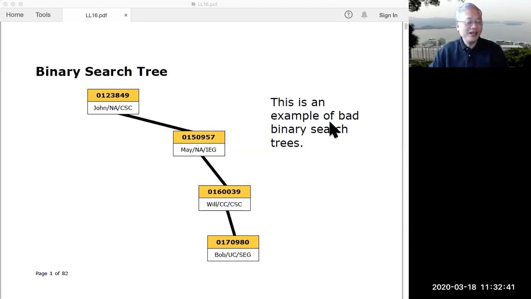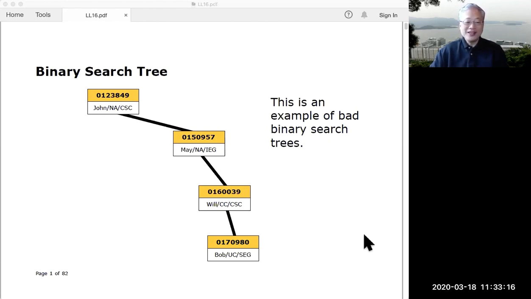But if we really use it for searching an item like a node, then basically we don't save time. We basically need to do linear search because there is only one branch here, from the root to the leaf, there is only one path. So I say this is really a very bad binary search tree. And if possible, we would try our best not to construct such a binary search tree to be used.